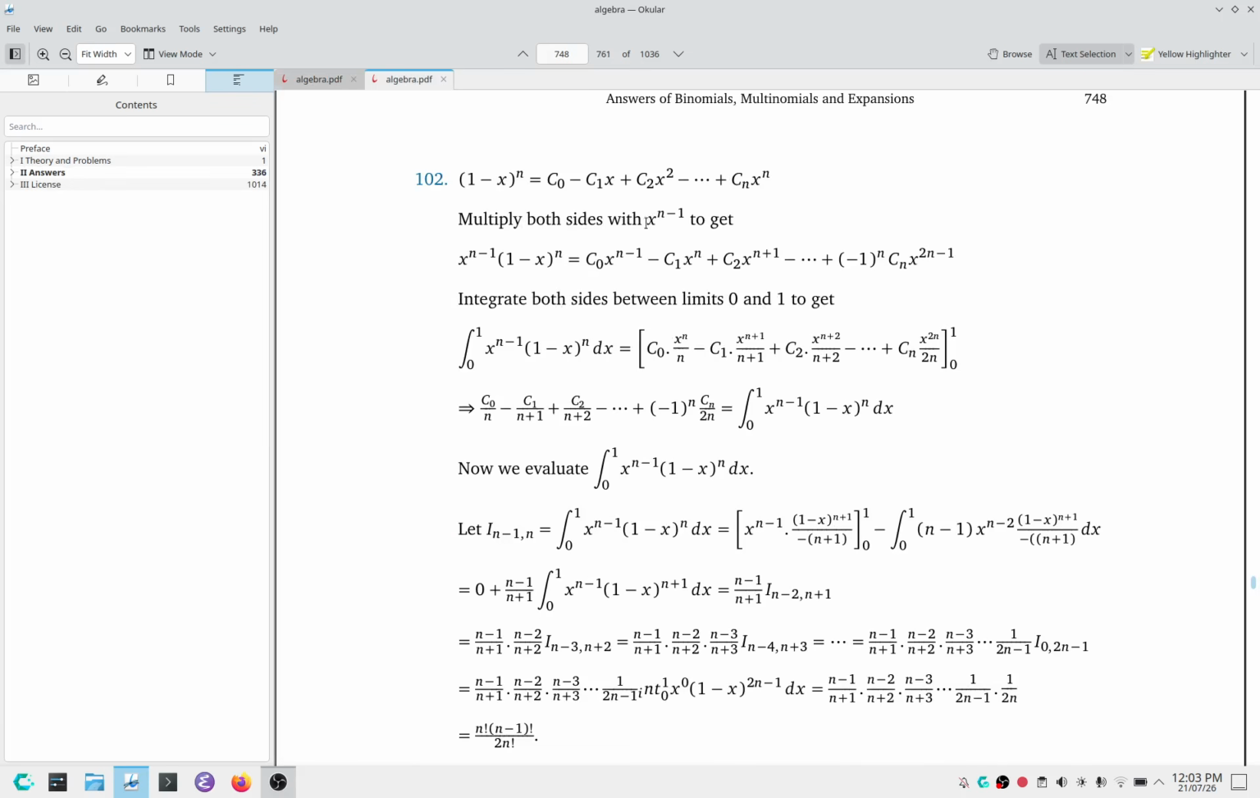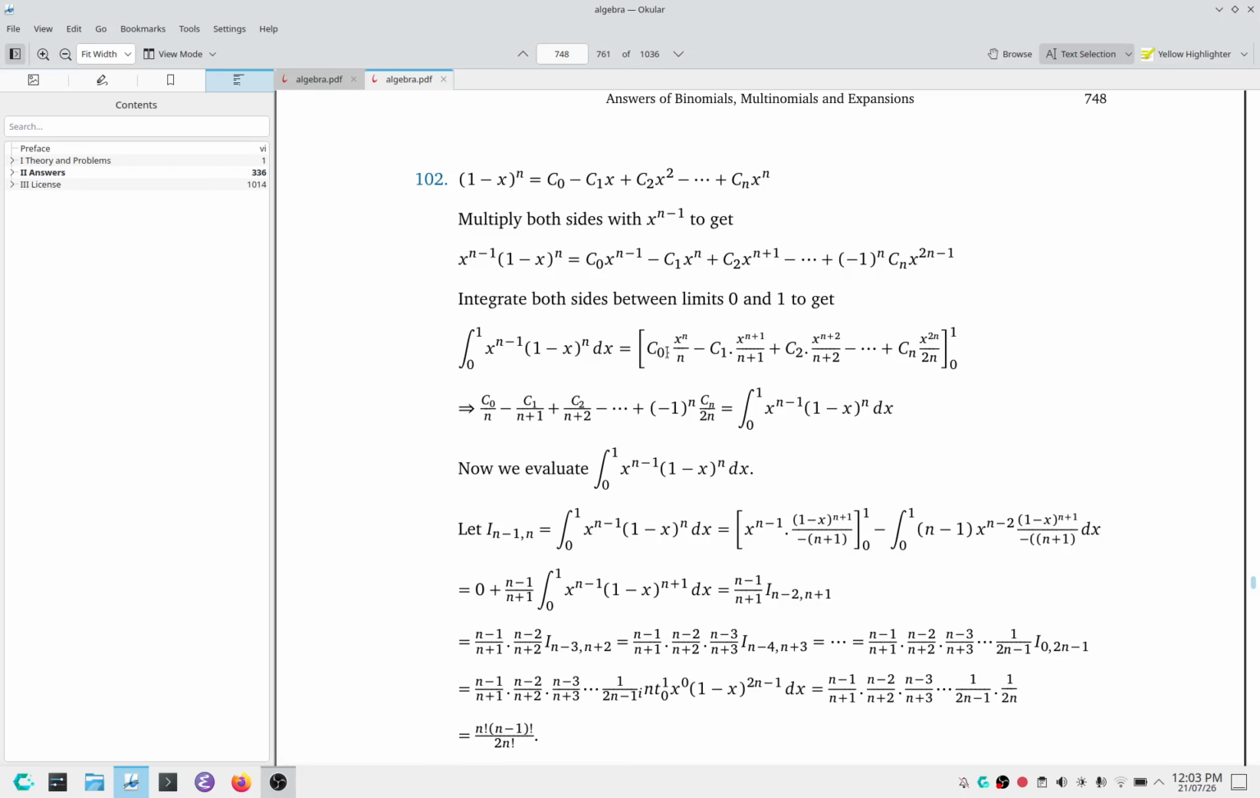Now we multiply both sides by x to the power n minus 1. We get x to the power n minus 1 times 1 minus x to the power n is equal to C0 x to the power n minus 1 minus C1 x to the power n plus C2 x to the power n plus 1 and so on up to minus 1 to the power n Cn x to the power 2n minus 1. We integrate within limits 0 to 1. Left hand side becomes integration within limits 0 to 1 x to the power n minus 1 times 1 minus x to the power n dx.